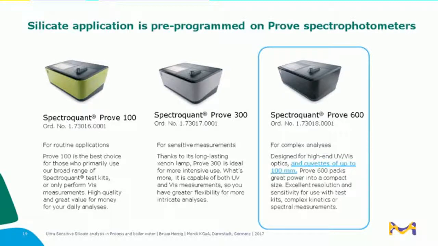And if you want to measure very sensitively, like in the case of the silicate, you should choose the Proof 600, because it has the possibility to measure in a 100 millimeter cell, and it has excellent resolution and sensitivity for more sensitive measurements in, for instance, process water analysis.